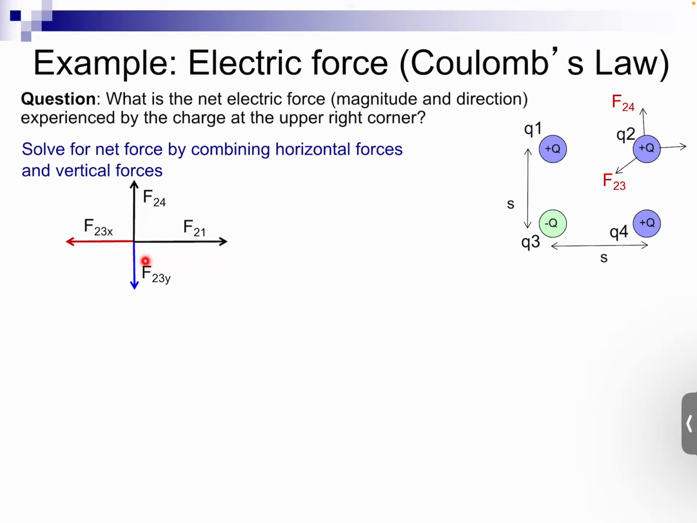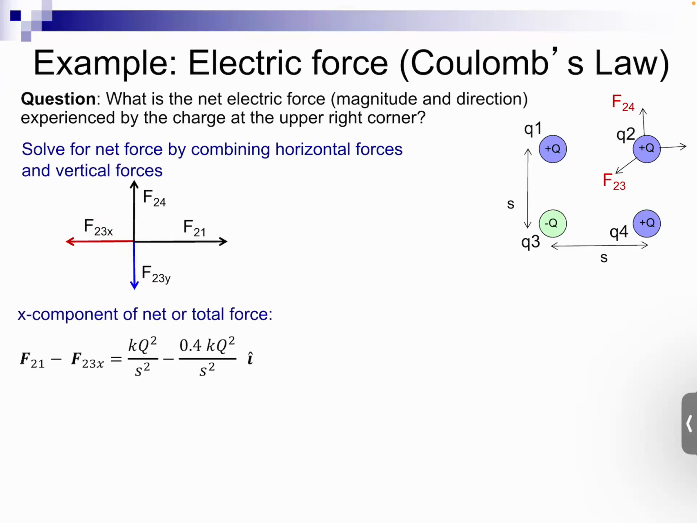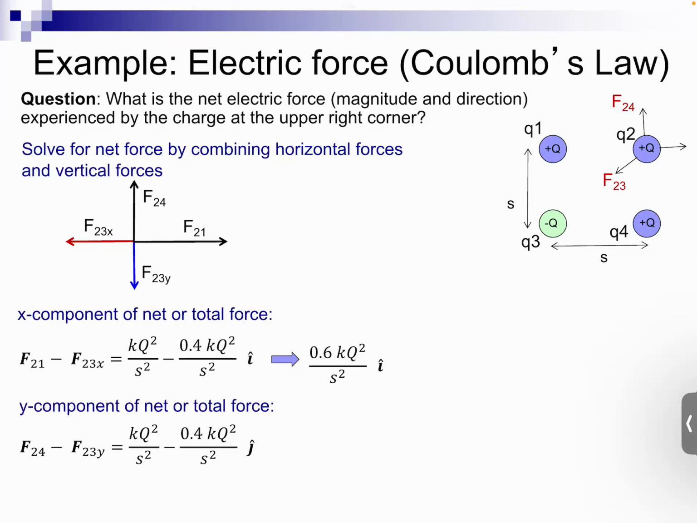I've just redrawn the free body diagram so that the diagonal F23 has its X and Y components, allowing me to see clearly that to get the net force along the horizontal, I subtract F23x from F21, which is what I've done here. The direction is along the x-axis, and therefore I get this result for the net force along the x-axis. I do the same thing for the y components.